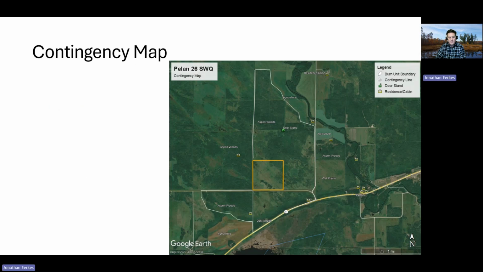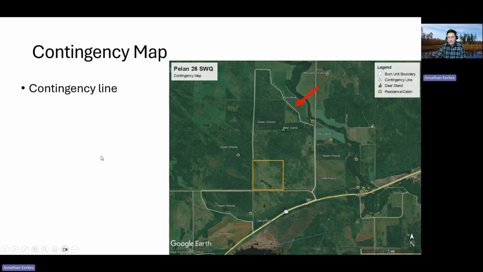Now, the first element of a contingency map, besides things that are in the unit map, such as a good aerial photo and the unit boundary, is a contingency line. Now, this is the nearest barrier to fire, such as roads and agricultural fields.